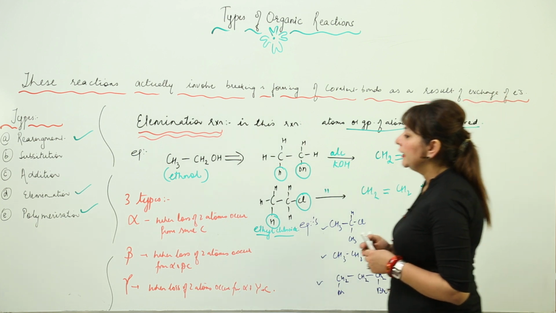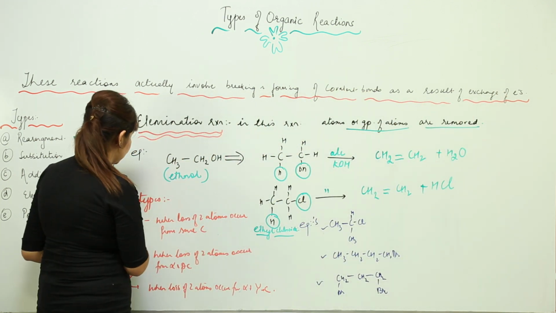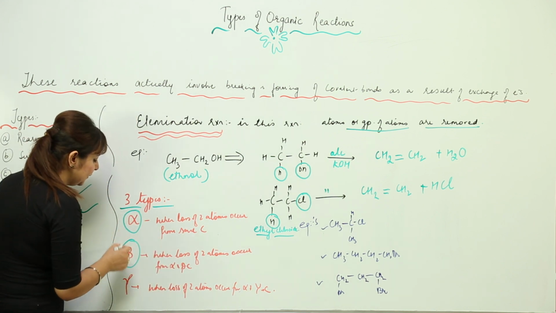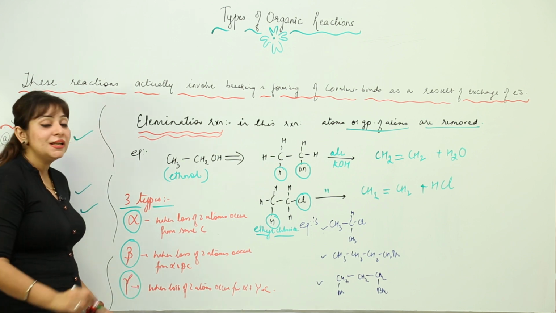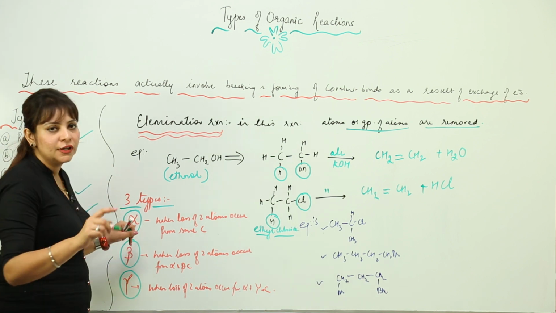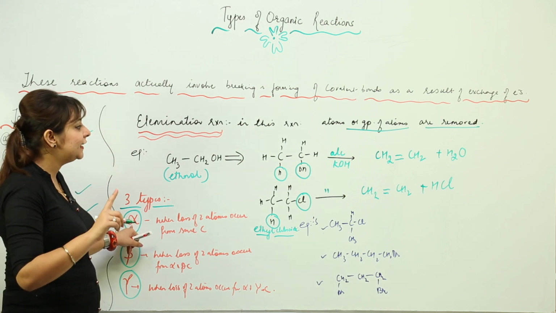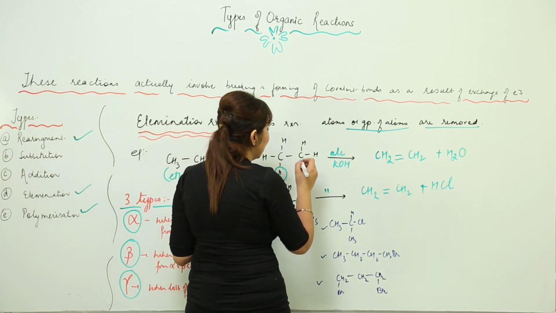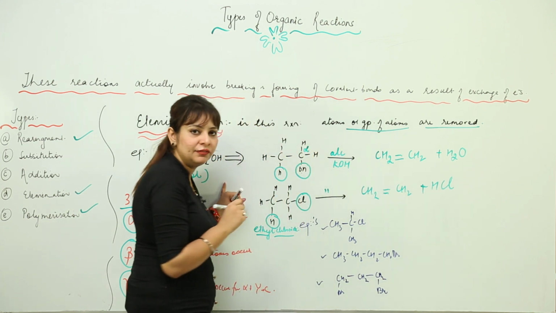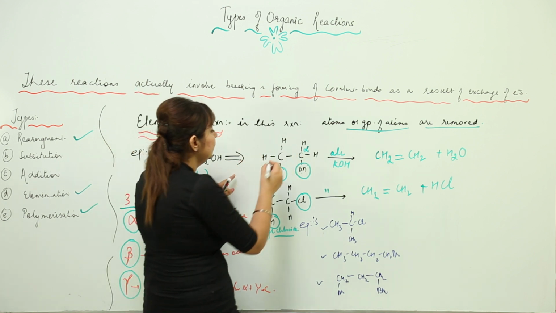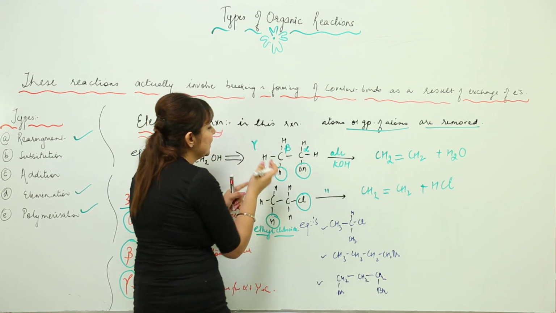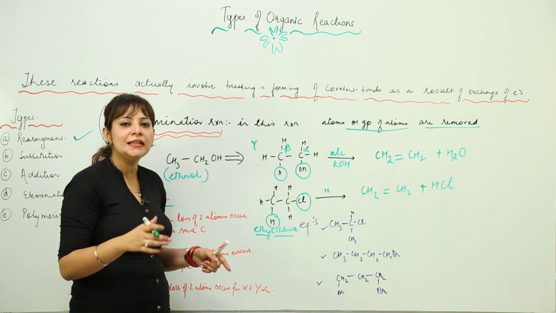Now what happens is that we have three types of eliminations. It can be alpha elimination, beta elimination, or gamma elimination. Now what is the difference between them? First of all I would like to tell you what the alpha position actually is. Alpha position is that carbon to which any substituent is attached. So let's say OH is attached to this place, so this is my alpha carbon, and the carbon next to this carbon is the beta carbon, and the carbon next to it is regarded as gamma. Like in this case there is no such carbon atom, but if you have, that is the gamma.